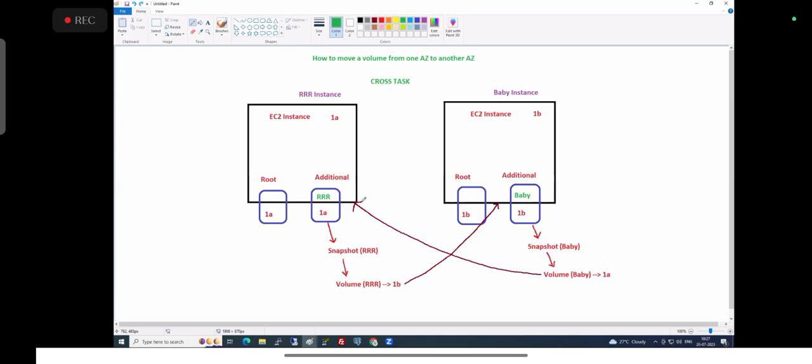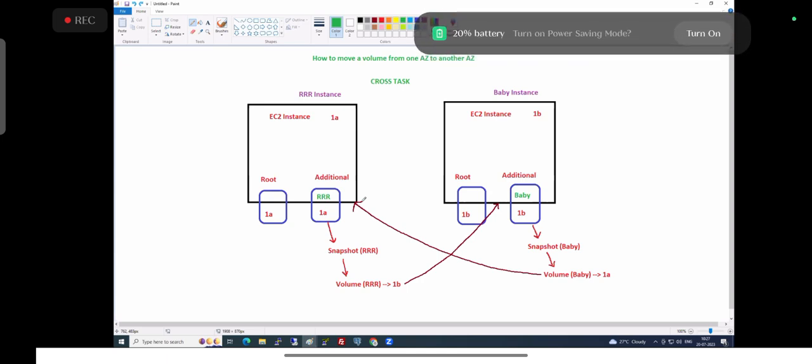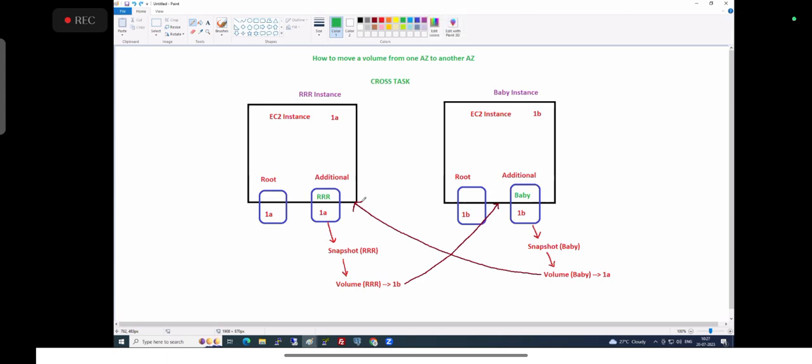Interesting, right? So, terminate. Where? Which one? Don't use volumes, you should use delete. EC2 instance, you should terminate. Volumes, you can delete also. It's based on your requirement.